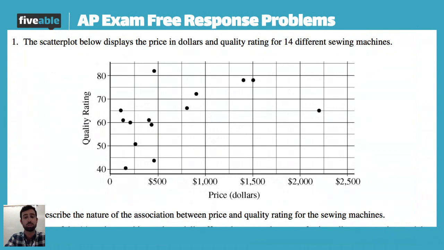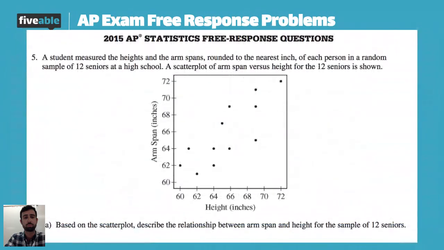So that's one example. Here's another example. This is from 2015. A student measured the heights and arm spans, rounded to the nearest inch, of each person in a random sample of 12 seniors at a high school. A scatter plot of arm span versus height of 12 seniors is shown. Based on the scatter plot, describe the relationship between the arm span and the height of the 12 sample seniors. Now again, we're looking at a question that's asking for just DUFS, right? And don't forget the context. So just DUFS and context.